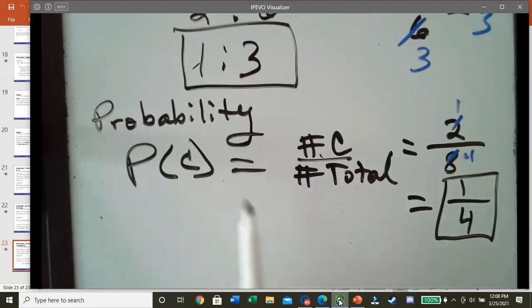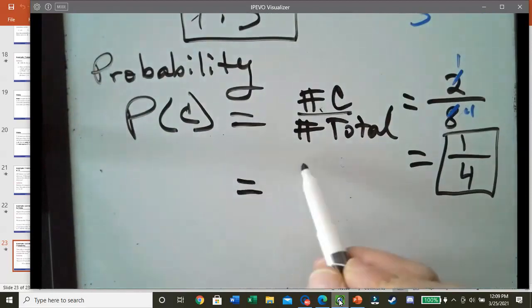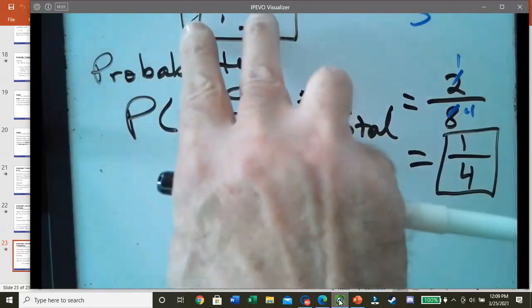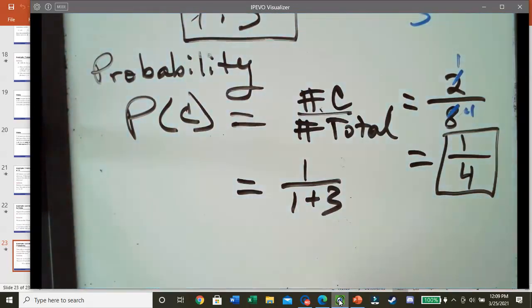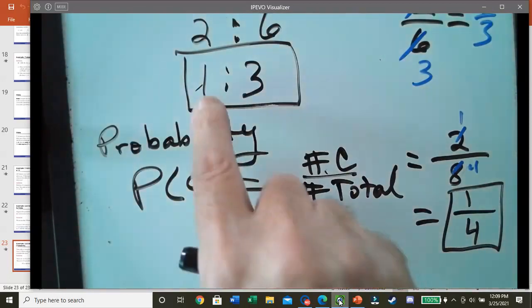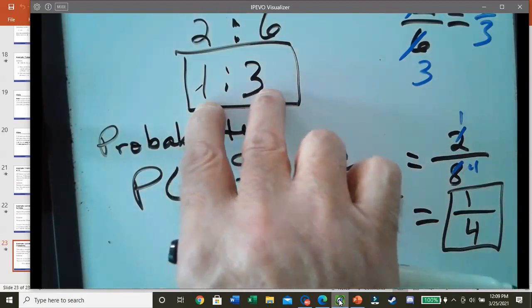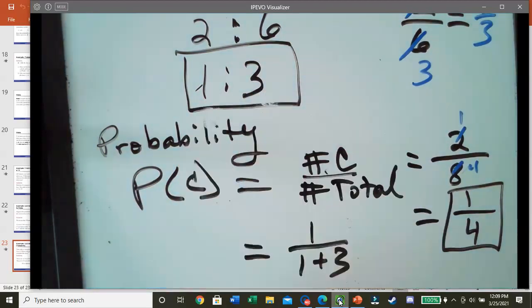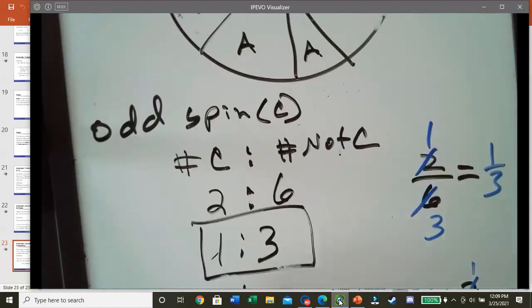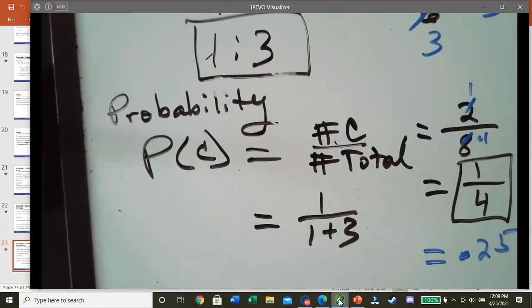With probability, another way to write this is 1 over 1 plus 3. 1 over the first number over the sum of both of these, because that's your total. Remember, this is the number we want versus the number that we don't, number of C's versus number of not C's, right? Simplified out. Okay, do we need to see another?